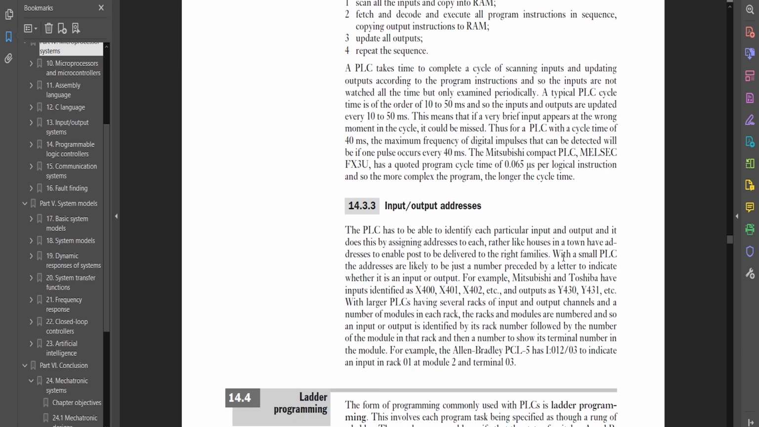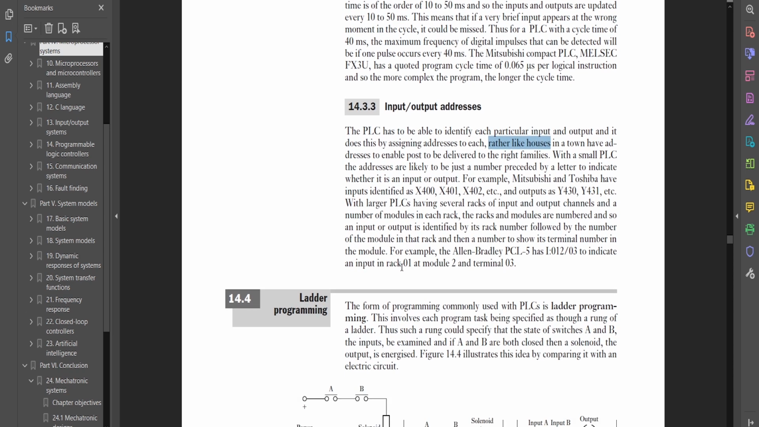Input output addresses. A PLC has to be able to identify each particular input and output, and it does this by assigning addresses to, okay, that's fine, like houses in a town. This is actually how I think about memory in computers, that each memory address is like a house in a town having an address, 111 Rodell Drive, something.